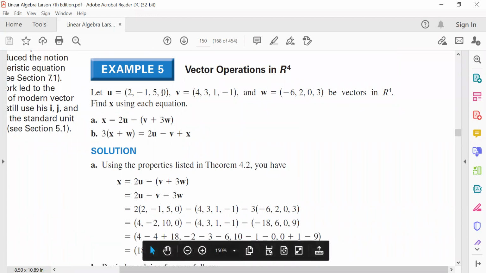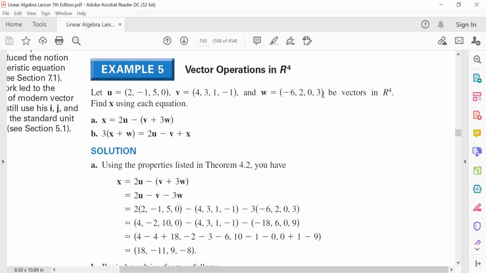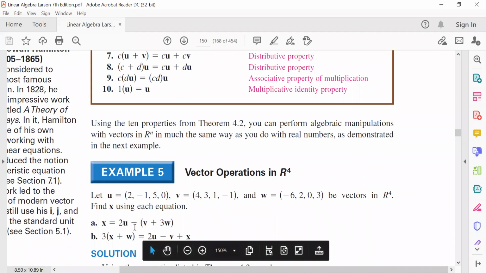And let's look at some vector operations here. U is this vector here, V, so this is R4, W is this big vector over here. We want to calculate 2U minus the parentheses V plus 3W, figure that out. And then we want 3X plus W.